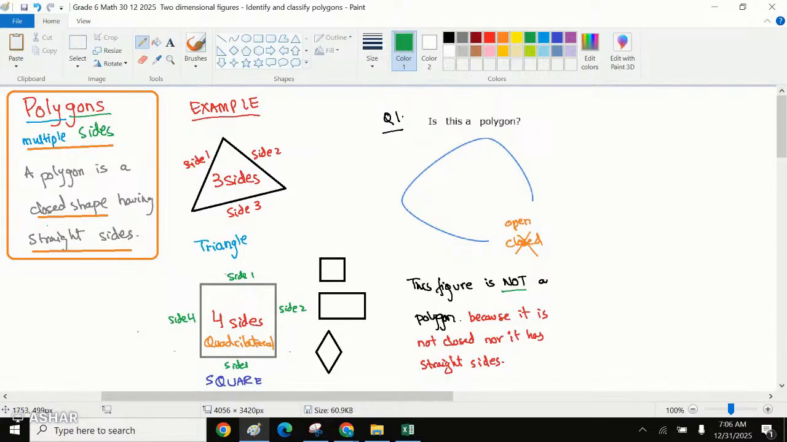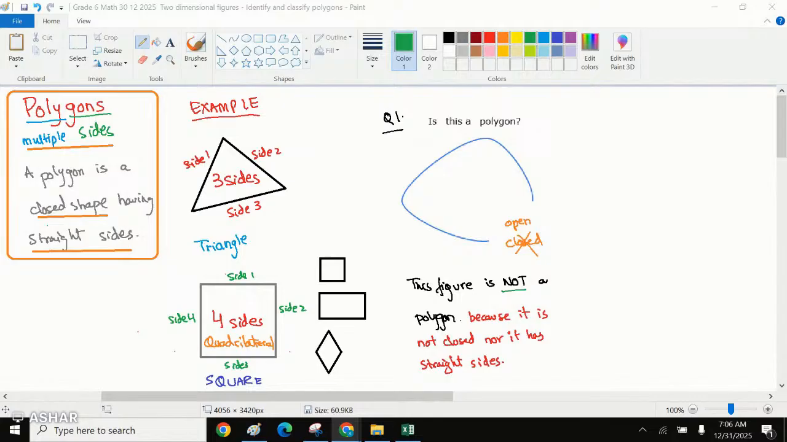For a shape to be a polygon, it has to be closed. It cannot be open anywhere. And this shape is made up of curves. It's a curve over here, but a polygon should be made of straight lines. Okay, let's look at another example and see what we have.